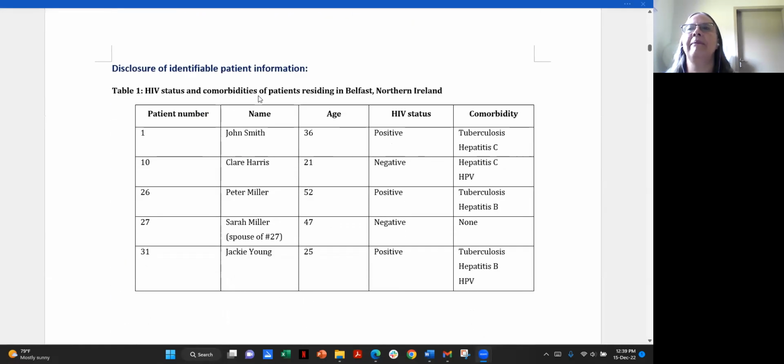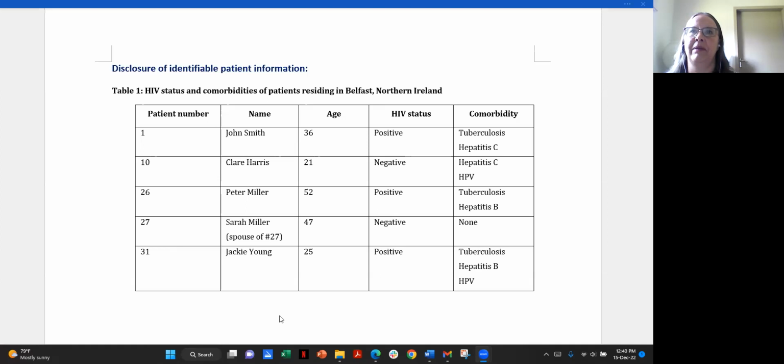And the last one, that's a very glaring mistake. You must never disclose identifiable patient information. I'm sure you all know that if you're showing a photo of a person, you must black out their eyes and any identifiable parts. So here in this case, it's a table about HIV status and comorbidities of patients residing in Belfast, Northern Ireland. That's fine, nothing wrong with that. If you look at the table, we've given some patient numbers, nothing wrong with that.